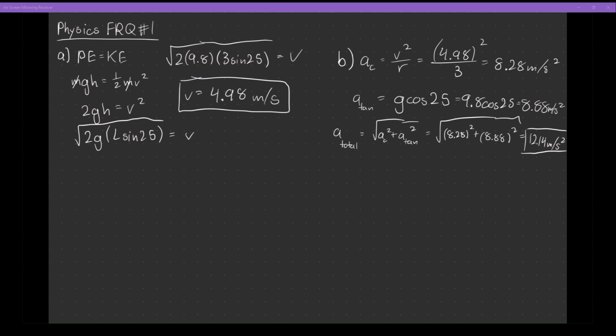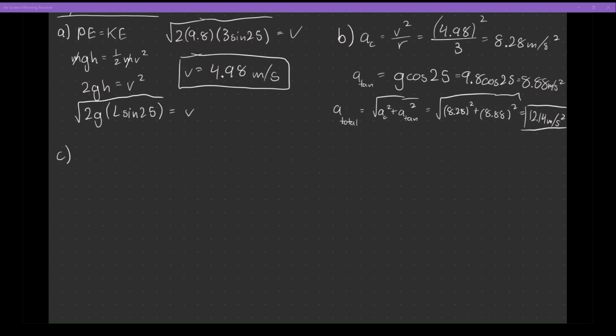Alright, moving on to part C now. It's asking to find the angular acceleration at 25 degrees below. We know alpha is equal to a over r, but in this case it's just a_tan over r. In the last part we found that a_tan was 8.88, and r is 3 because that's just the length of the string. Plug into your calculator and you should get that alpha is equal to 2.96 rad per second squared. It's asking for the magnitude of the angular acceleration, so that's just the answer, no direction needed.